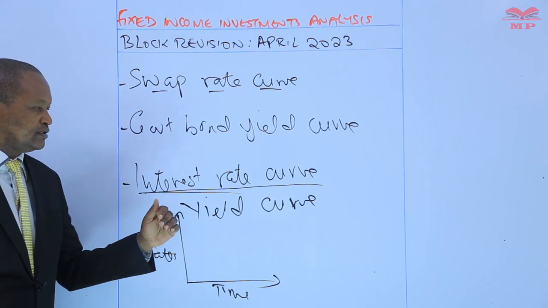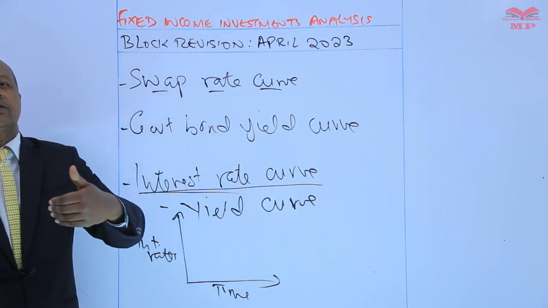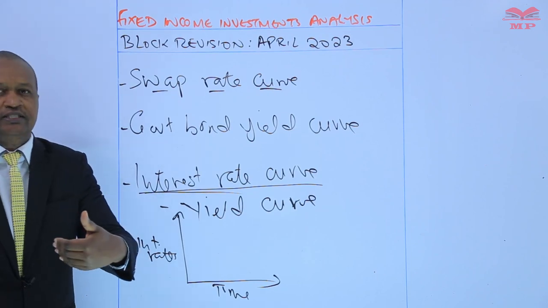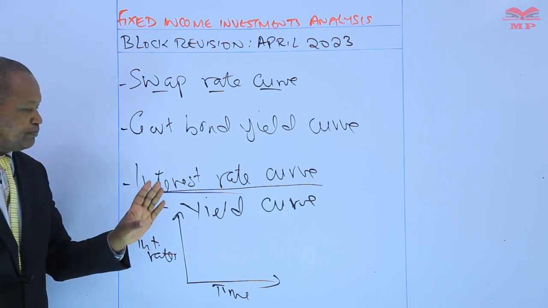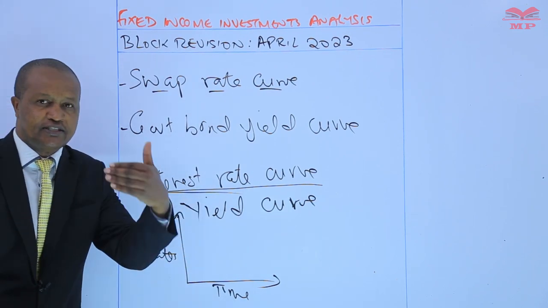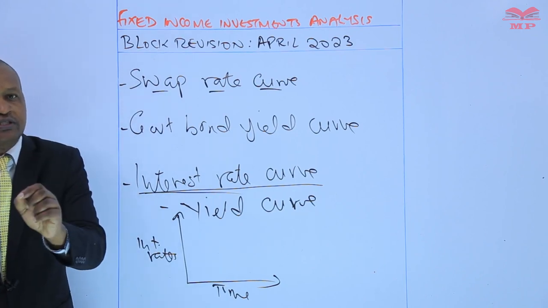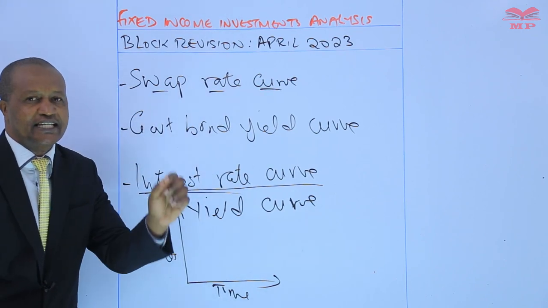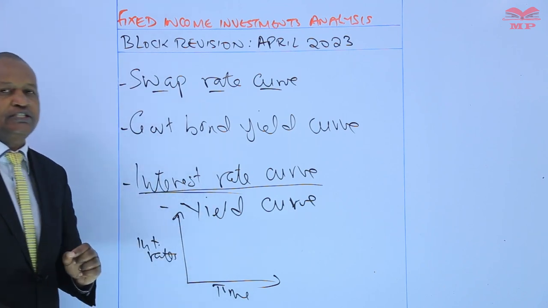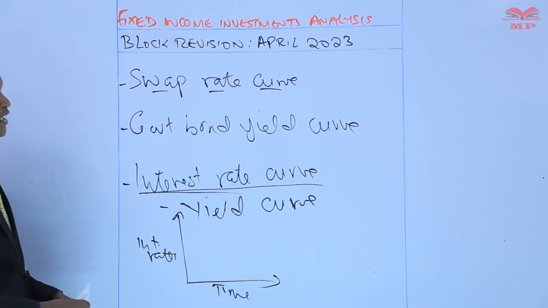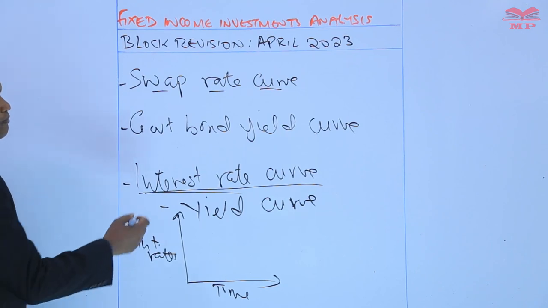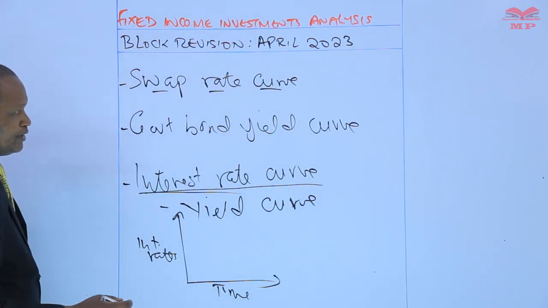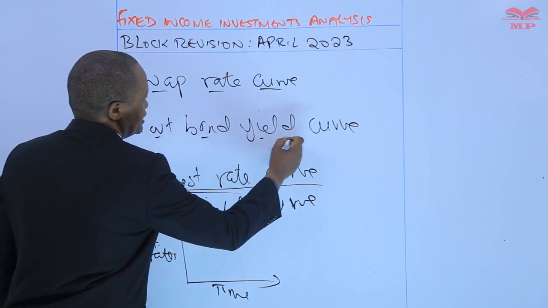The interest rates, the yields. In other words, interest rates can also be referred to as yields. This curve plots the yields of bonds or other fixed income instruments against their respective maturities. Now, candidates, when computing interest rate curve or the yield curve, the swap interest rates may be used, the government bond yield may be used.